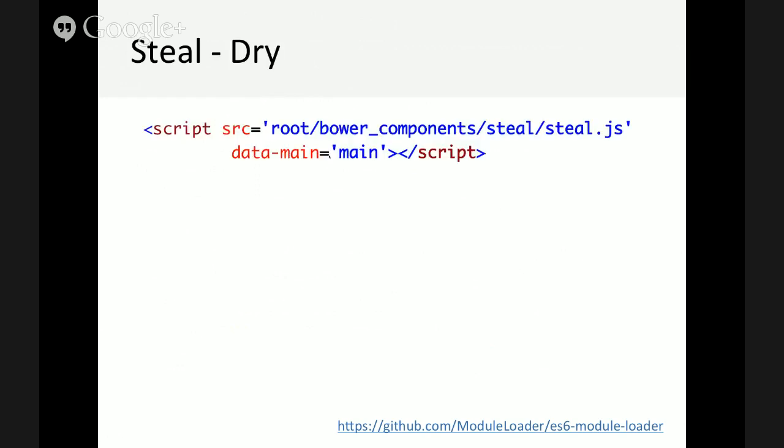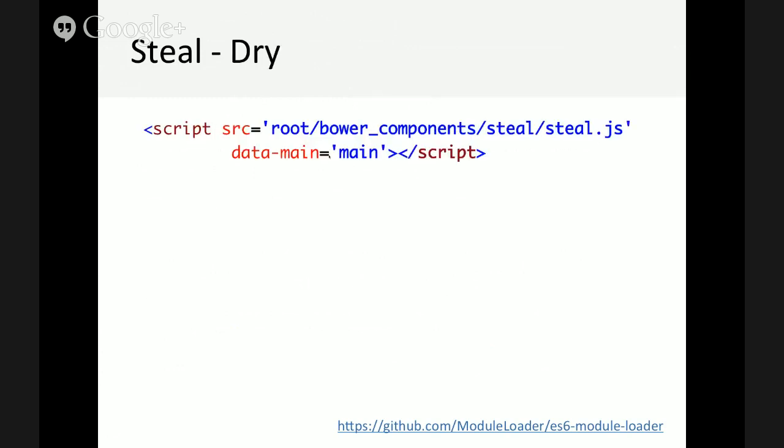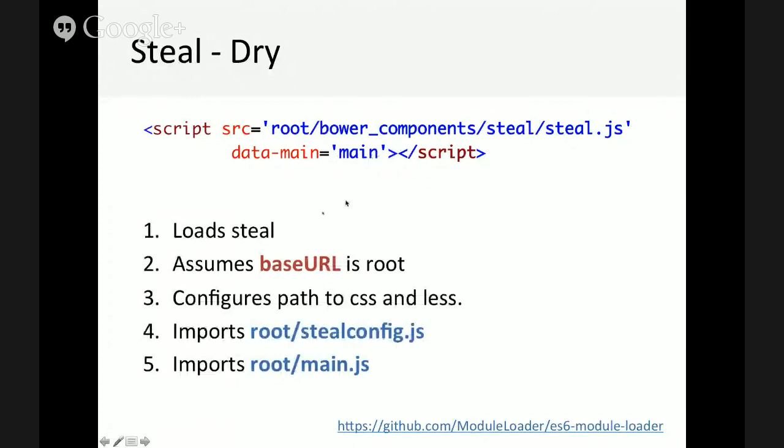So what Steel does, it's mainly there to support the same kind of conventional stuff that we were doing before. It allows you to specify a main in your script tag like this. And by default, this will do the same stuff Steel has always been doing. It'll load Steel. It'll assume base URL is in this root folder because it'll say, oh, Steel is inside of a Bower component. So we'll just, by default, assume base URL is there. It'll make sure it knows where to find CSS and less inside the Steel folder, and it will import root Steel config, just like it used to, and then import root main.js.